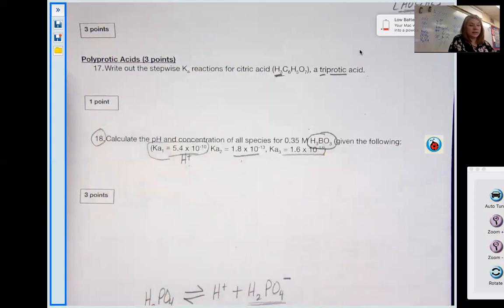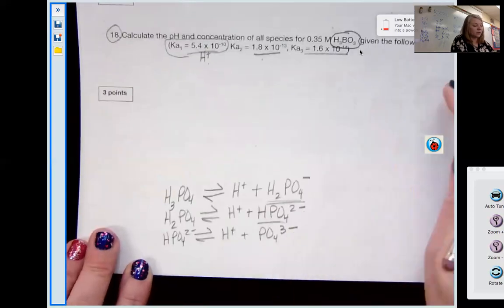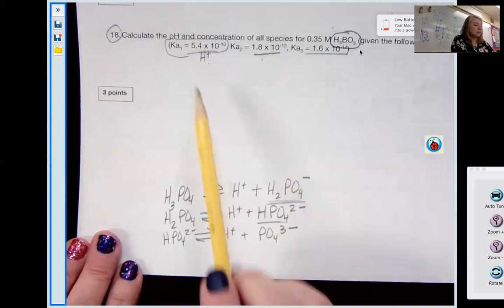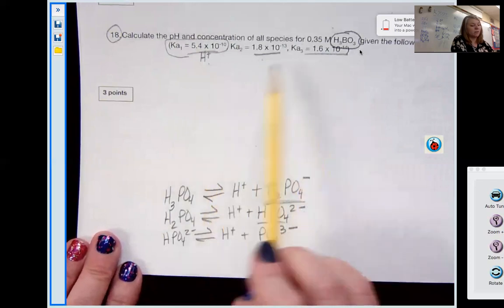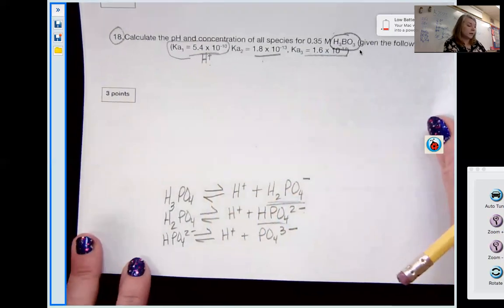So I'm going to let you contemplate that one and see what you can come up with on that. But I want to see all three of your reactions written out for H3BO3, and I want to see your Ka expressions. And I definitely want to see the first one done. And if you're struggling on what to do with the second one and the third one, that's fine. We can talk about that in class the next time I'm with you, which will be Monday or Tuesday.